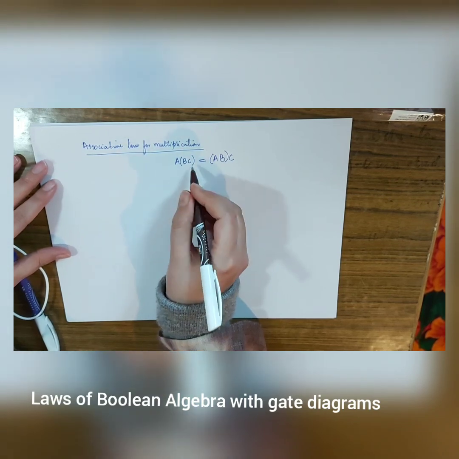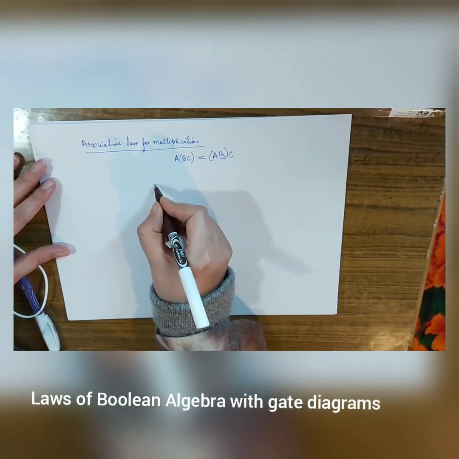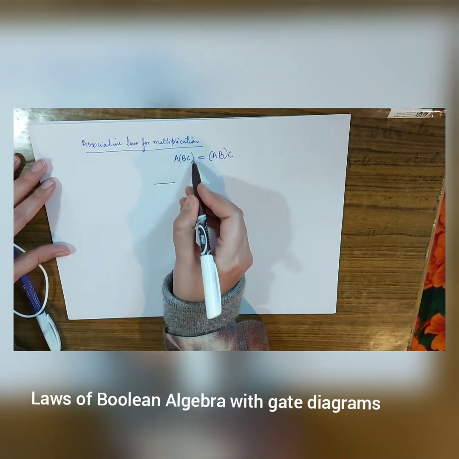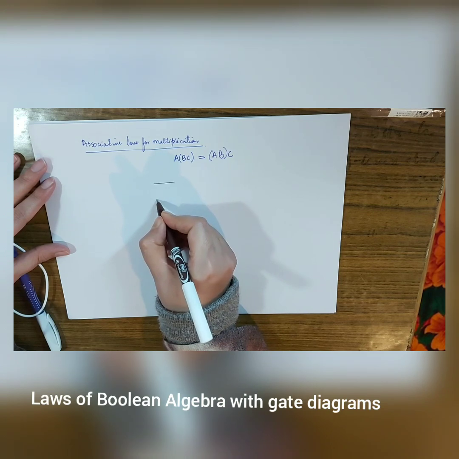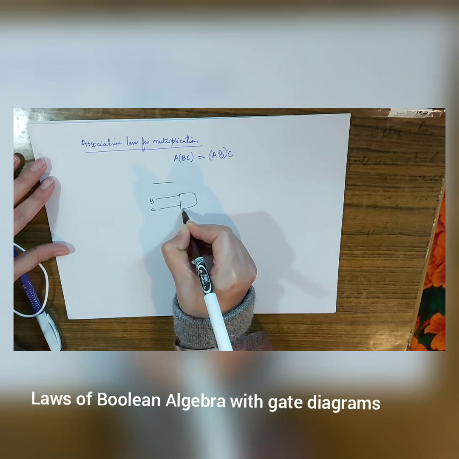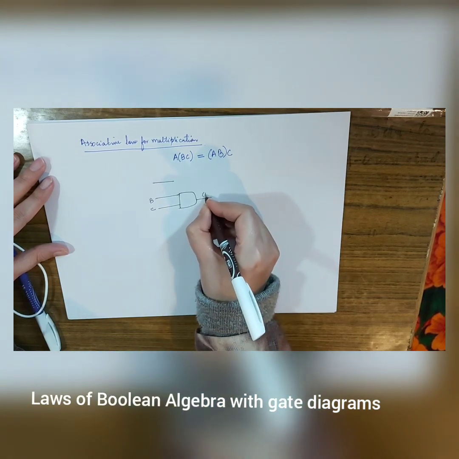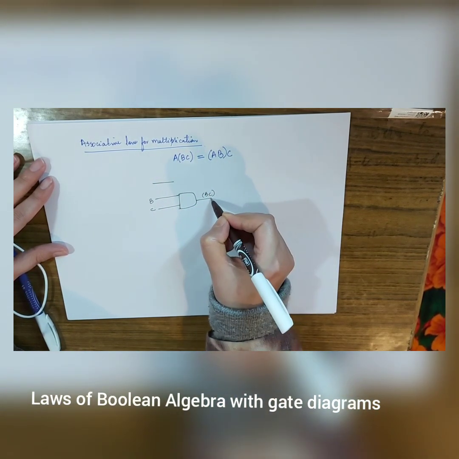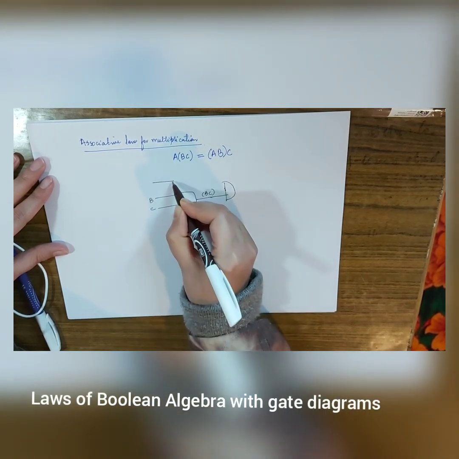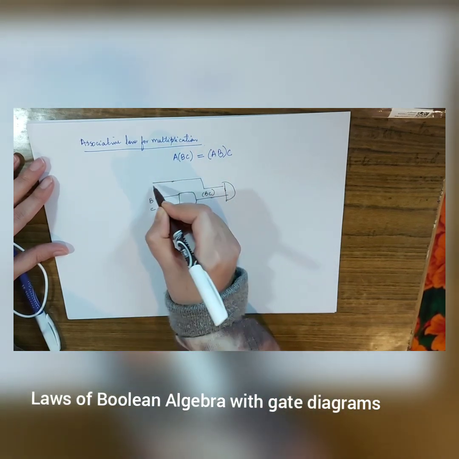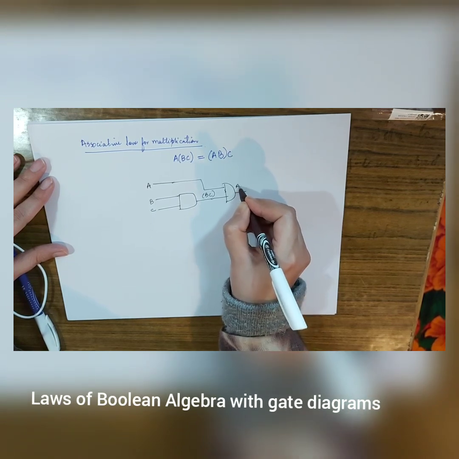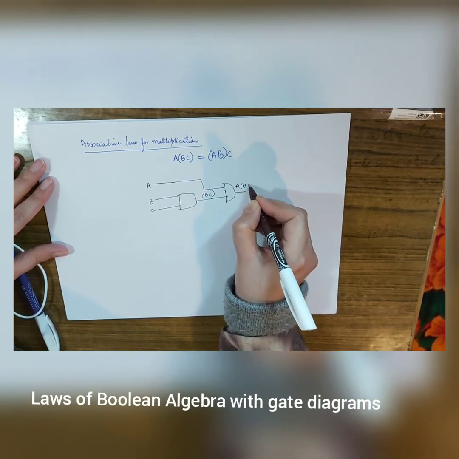So when we make its diagram, or when we implement it through the gates, we first of all take the AND gate, and we will first evaluate the brackets. That means we will AND the B and C first. So these two terms will be ANDed first. The output of this gate will be BC, and this will act as an input to another AND gate, for which another input will be A. So the output will be ABC.